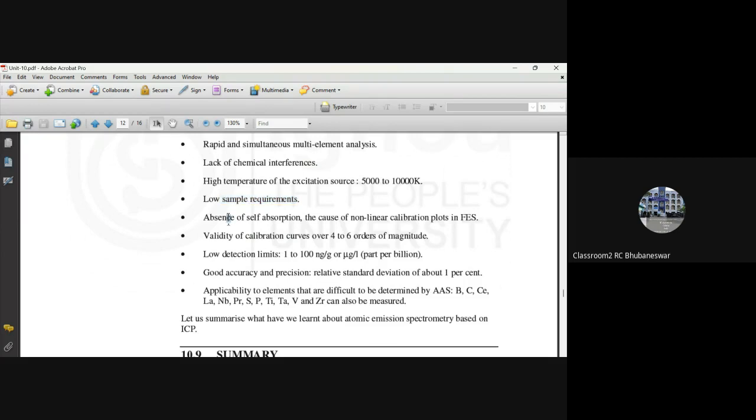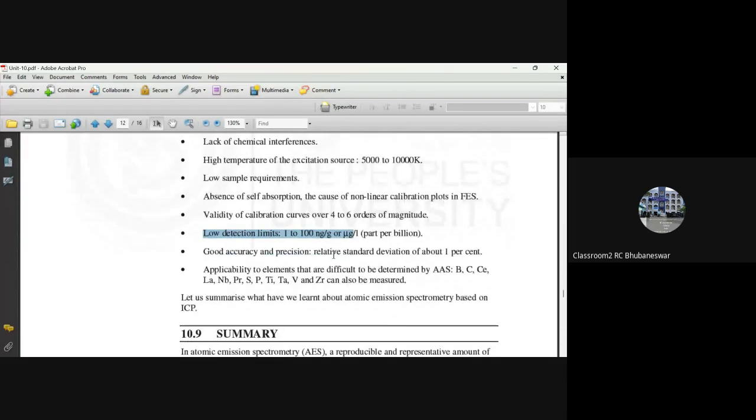Then absence of self absorption and the cause of nonlinear calibration plot in FES, the validity of calibration curves over this order of magnitude, then low detection limit, it's detect up to nanogram per cubic centimeter or per gram also, then good accuracy and precision you are having, then availability of elements. So various elements you can study, which you cannot study through AAS also.